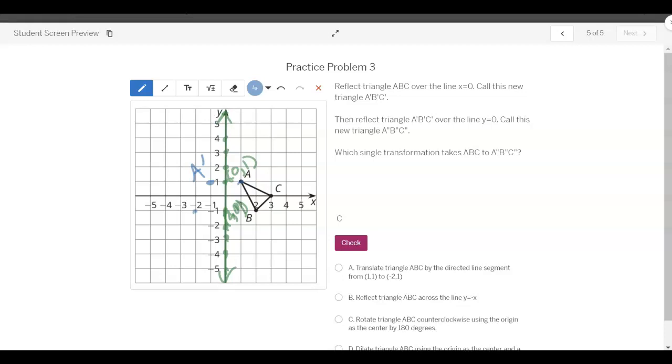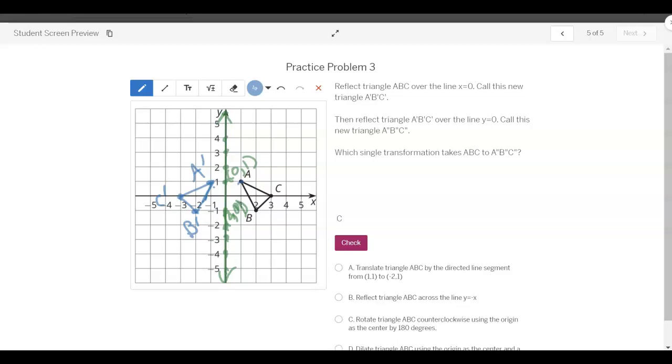So B is going to be 2 units here, and C is going to be 3 units here. So now I have A prime, B prime, C prime. And just make sure you label them correctly so we don't get lost. All right, then it says reflect triangle ABC over the line y equals 0.